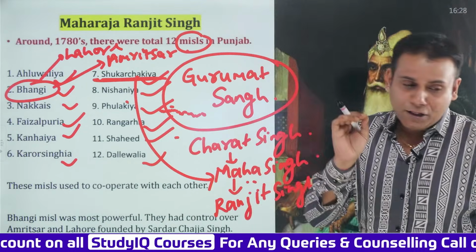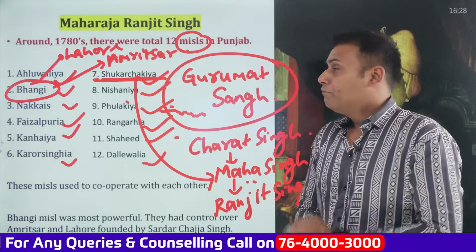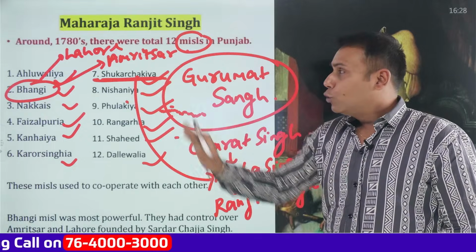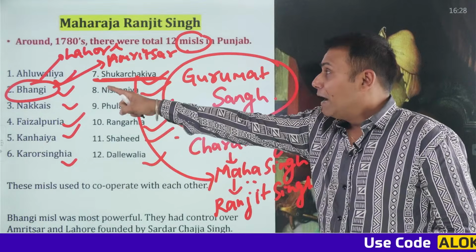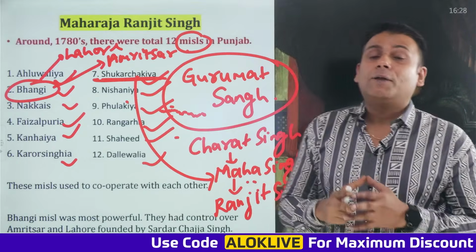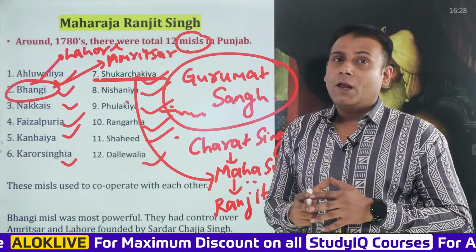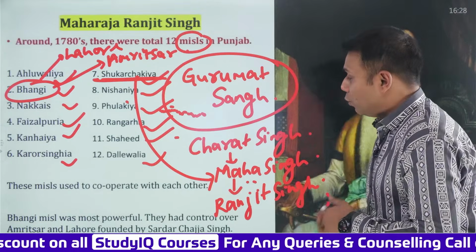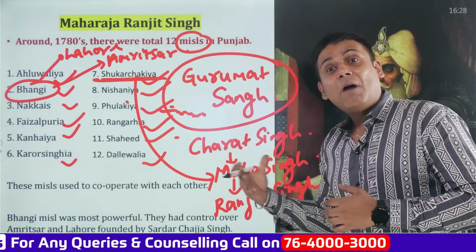I'll repeat the points again in short. Please pay attention carefully. In the region of Punjab, there were 12 important misl. Out of these, the two most powerful misl were Bhangi misl and Shukar Chakia misl. The Bhangi misl had their administrative capital at Lahore, and the religious capital was Amritsar. One of the most important founders of Shukar Chakia misl was Charat Singh ji. Another important leader of the Shukar Chakia misl was Maha Singh ji.